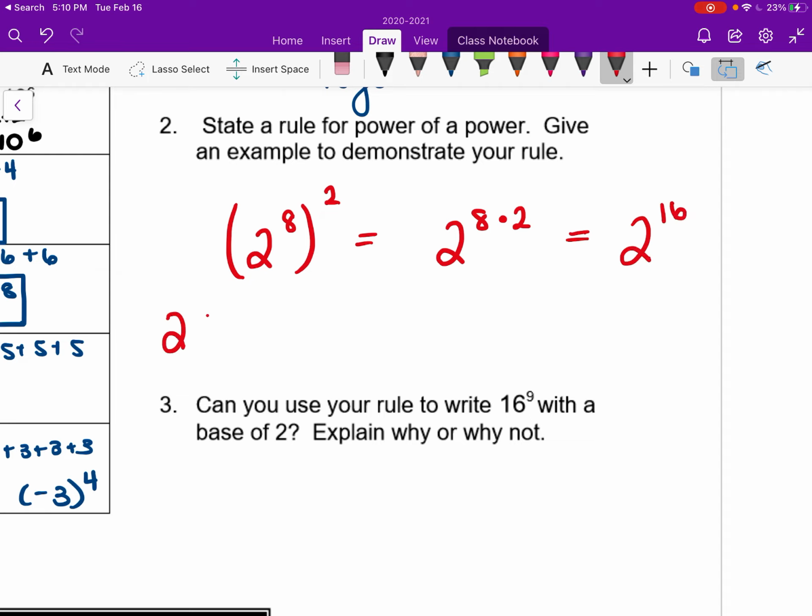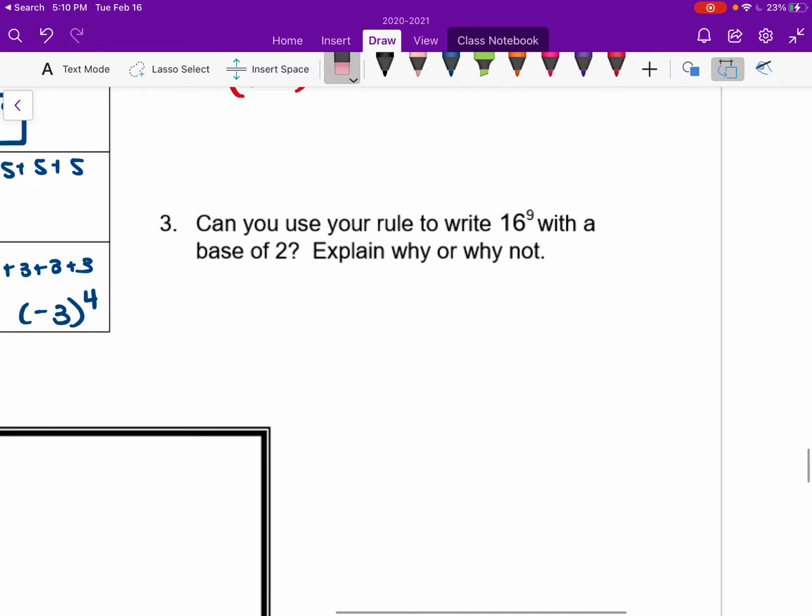Because it's the same thing as writing out 2 to the power of 8 times 2 to the power of 8, which equals 2 to the power of 8 plus 8, which is 2 to the power of 16. I will get the same number. So you can skip all of that and just do it that way, instead of having to write it all out.